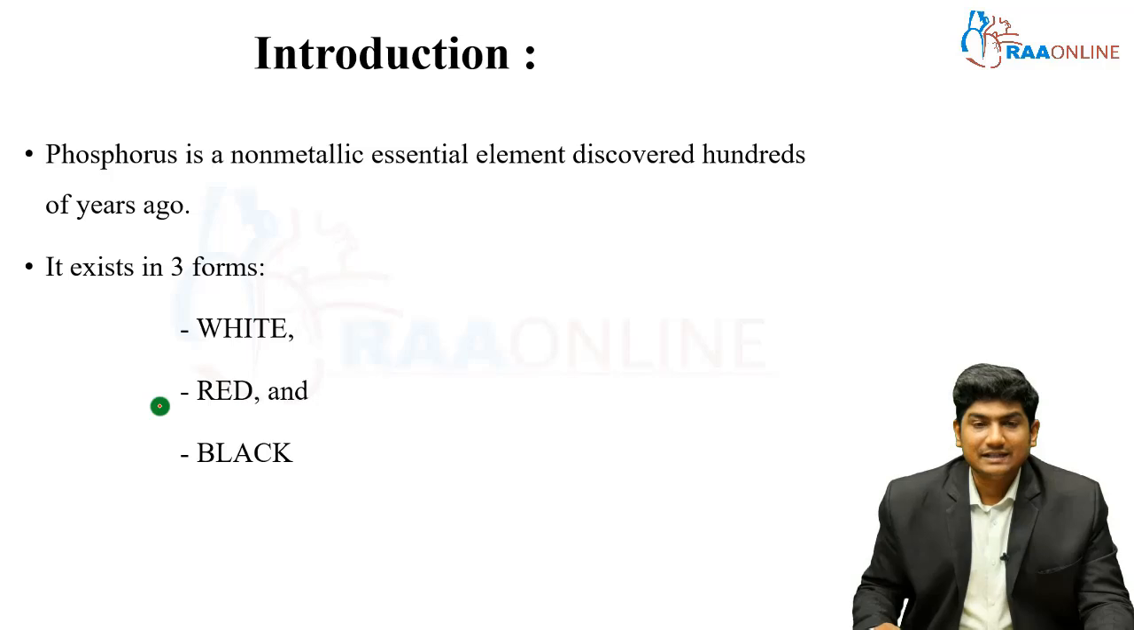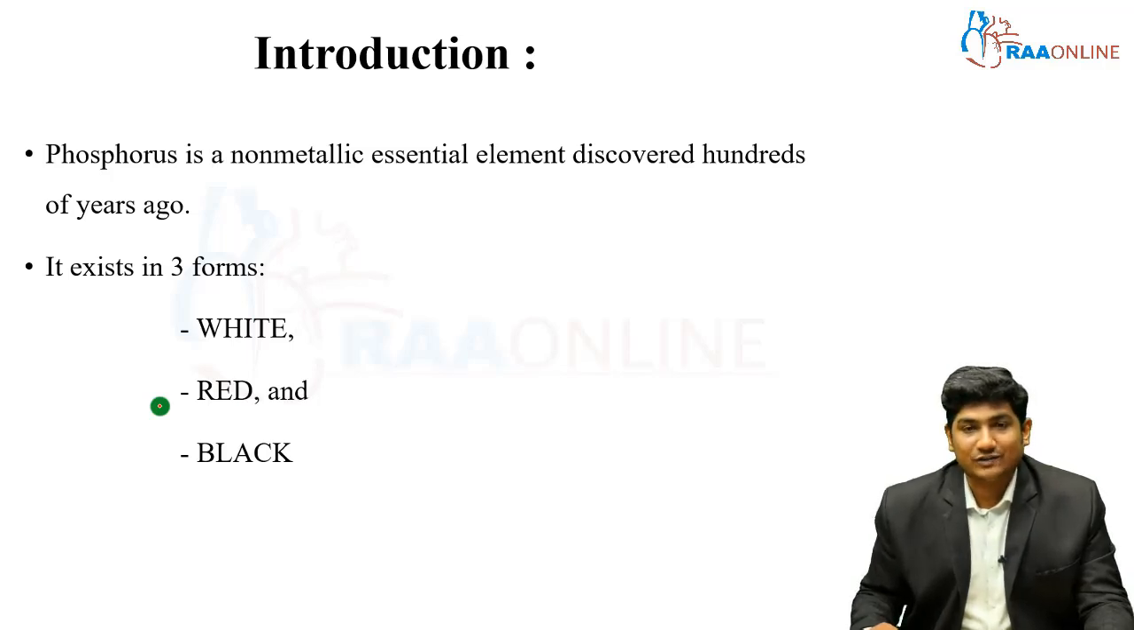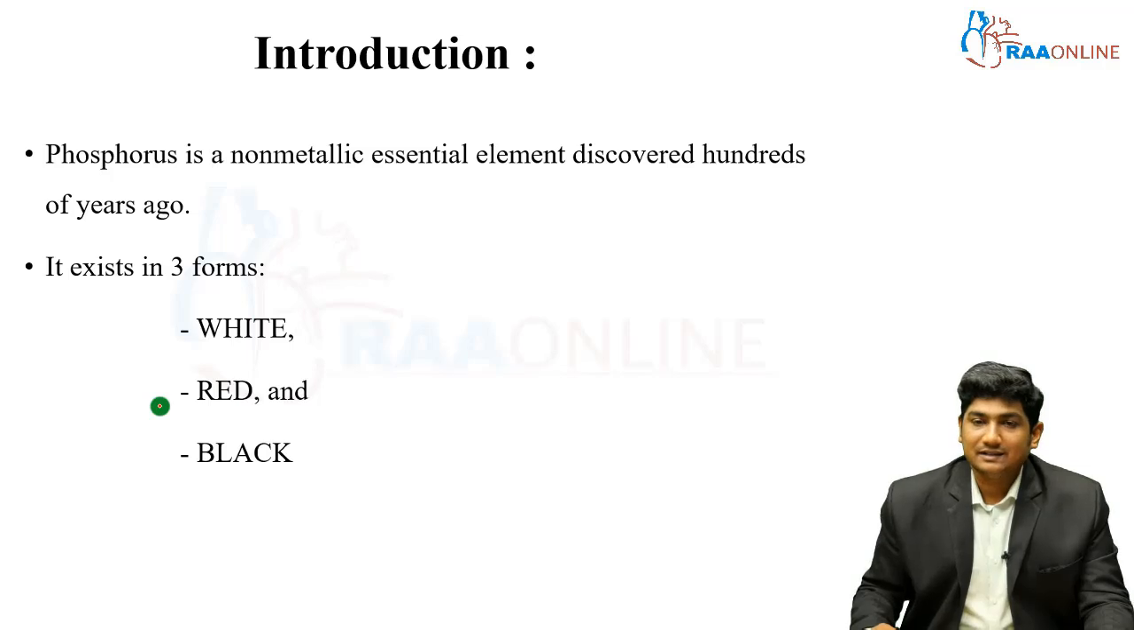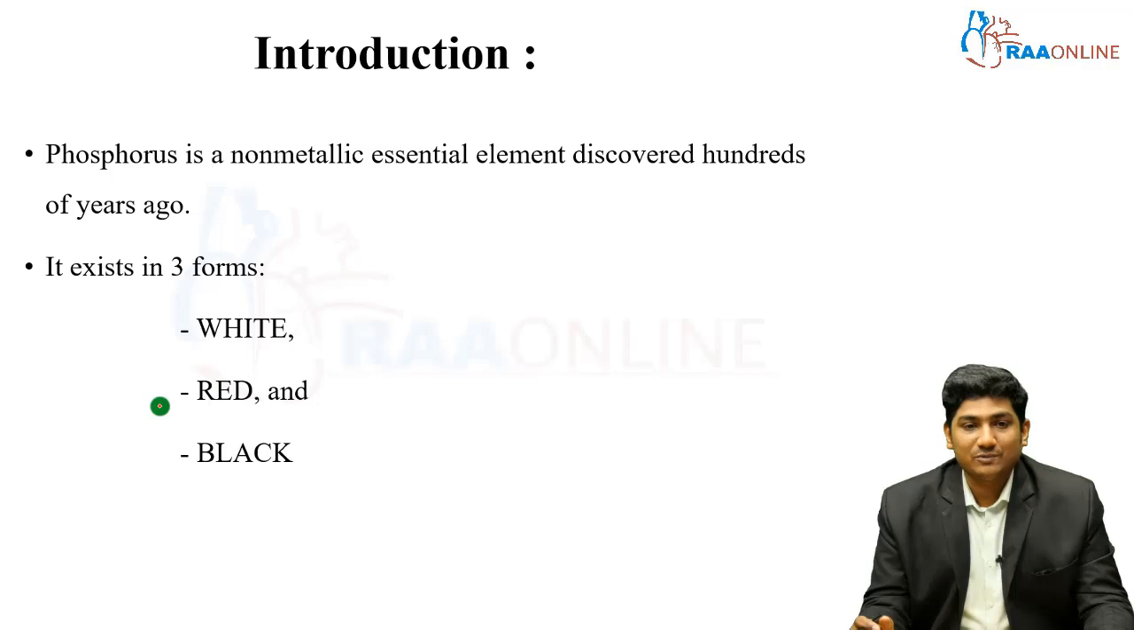Phosphorus is a non-metallic essential element discovered hundreds of years ago. Now you tell me what all you know about phosphorus. Moreover, the exam question which we got is on yellow phosphorus. After we started reading, we came to know that it exists in three forms: white, red and black. There's nothing called yellow phosphorus in the first place. It exists in three forms: white phosphorus, red phosphorus and black phosphorus.